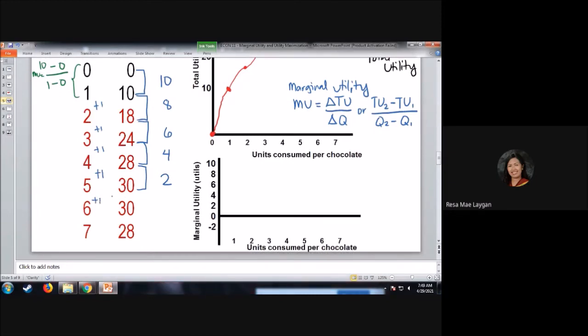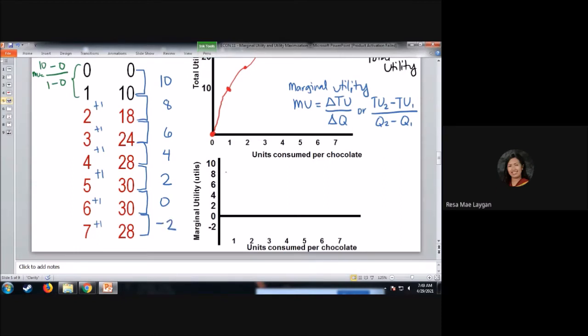Additional 1 unit na naman. So 30 minus 30, you have 0. No, 0. And here, 7. Additional 1 unit. 6 plus 1, you have 7 here. So ilan ba yung nadagdag? Hindi siya nadagdag. Nabawasan, no? Kasi lumiit yung total utility niya. So 28 minus 30, you have negative 2.